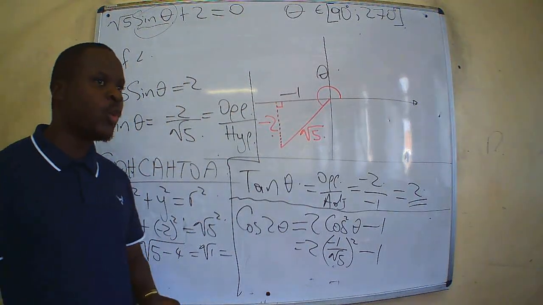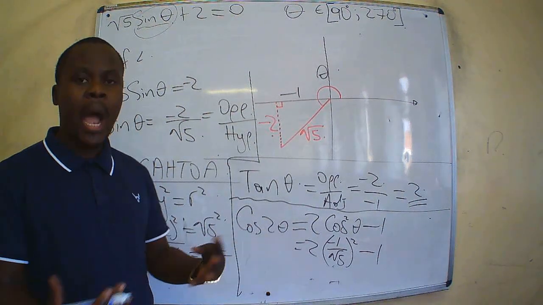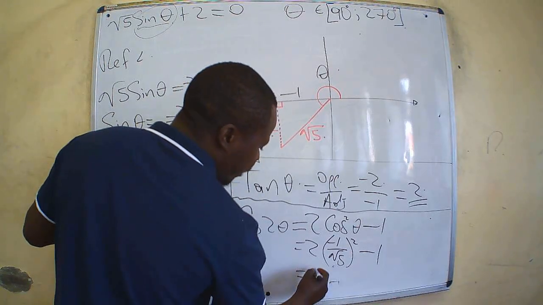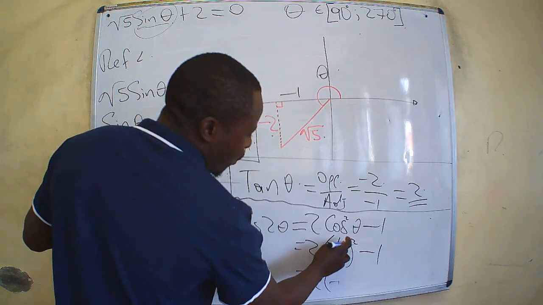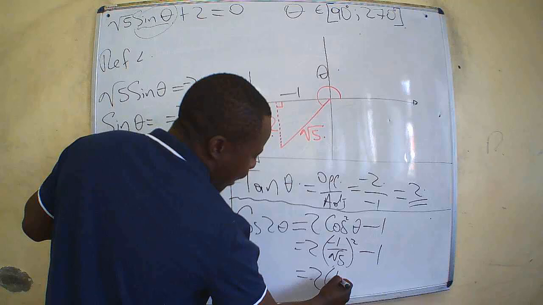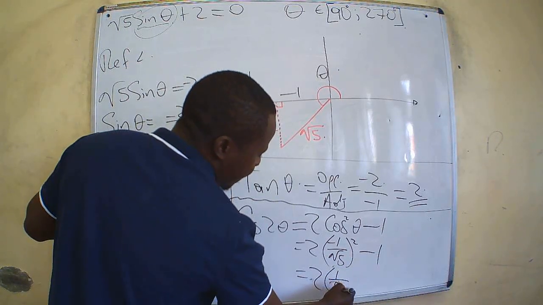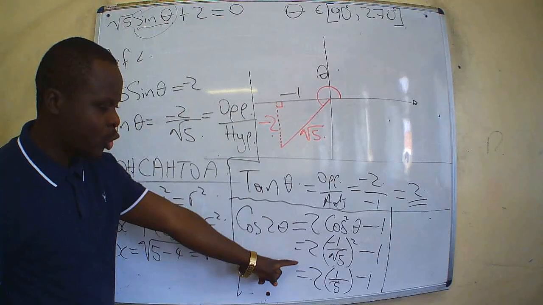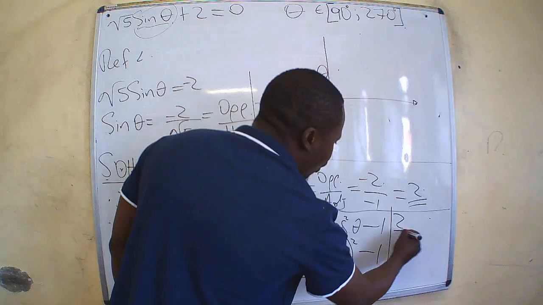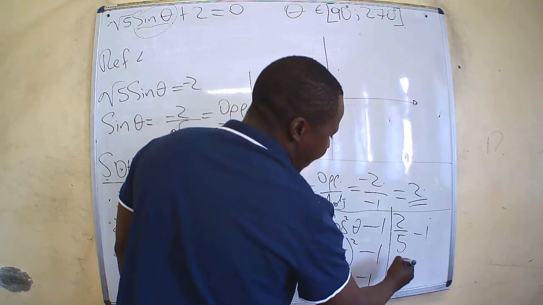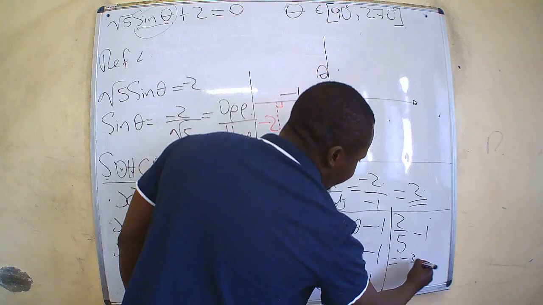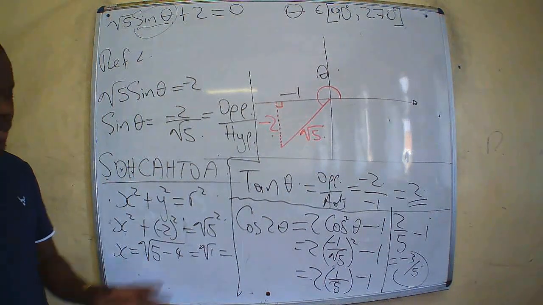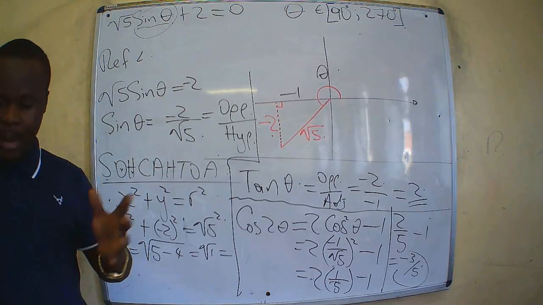Now, what you need to do at this stage is to simplify. How do we simplify that? We're going to simplify with 2 brackets, minus 1 squared is 1, root 5 squared is just 5, minus 1. So if you multiply by 2, which means we have 2 over 5, subtract 1. Our answer is negative 3 over 5. This is the final answer, which is negative 3 divided by 5.